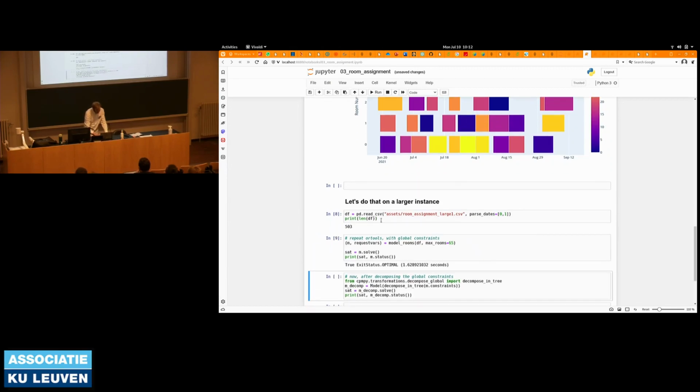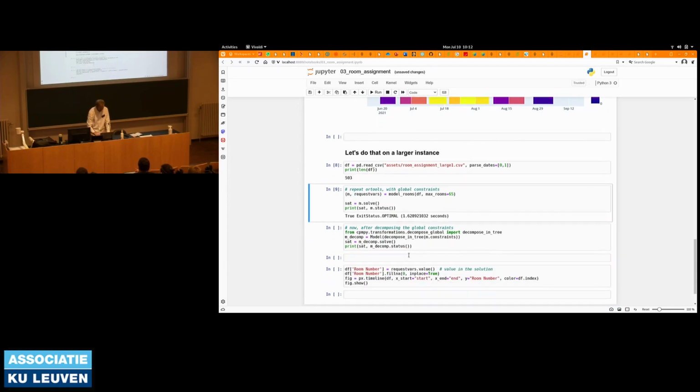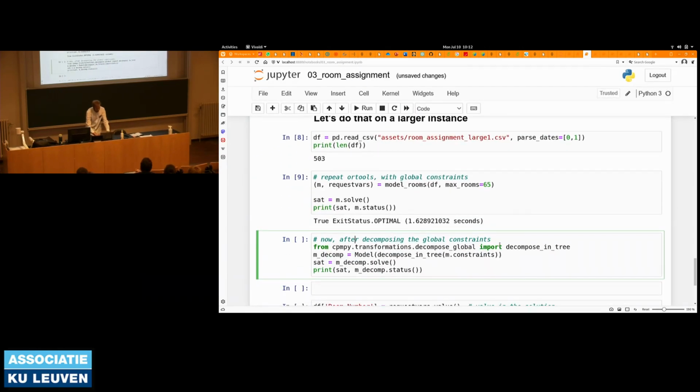We can do it on a larger instance with 503 rooms. It computes a solution in 1.6 seconds if we use this all different constraint. But now, let's not use the all different constraint. I have to zoom in a bit again. In CPMPy, we have this transformation called decompose globals. We're going to decompose each of the globals in that constraint, because some solvers don't support all different, so that's what we activated here. We're going to use exactly OR-Tools again, which has all different, but we're going to decompose them, and then solve it again with the decomposed constraints.